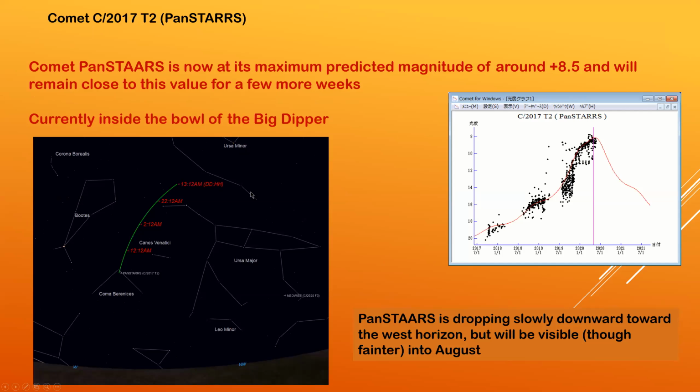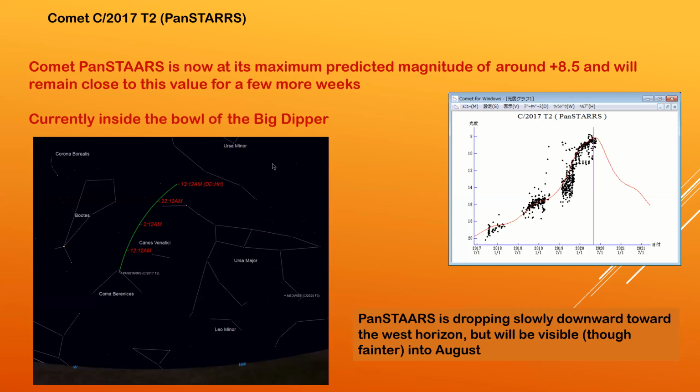Tonight and for the next couple of nights, it's actually inside the bowl of the Big Dipper. And so it's not particularly bright, but all you have to do is point your telescope into the bowl of the Big Dipper and you'll spot it. And it does have a decent tail in photographs.